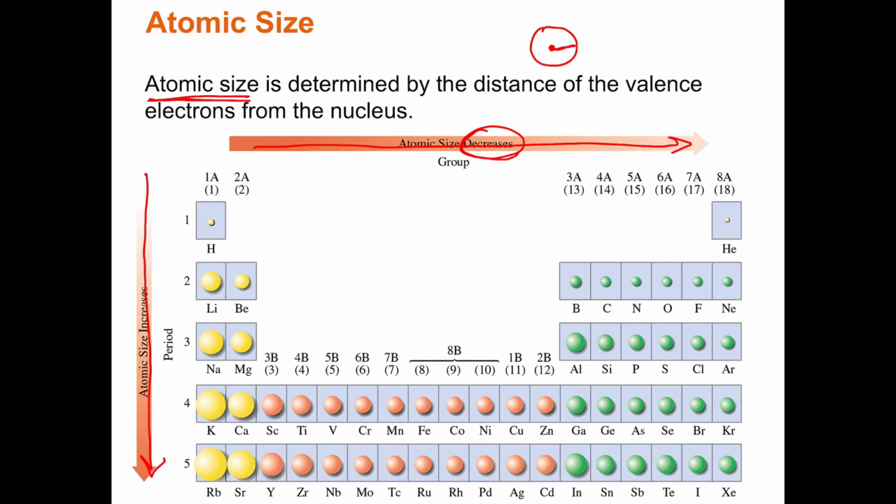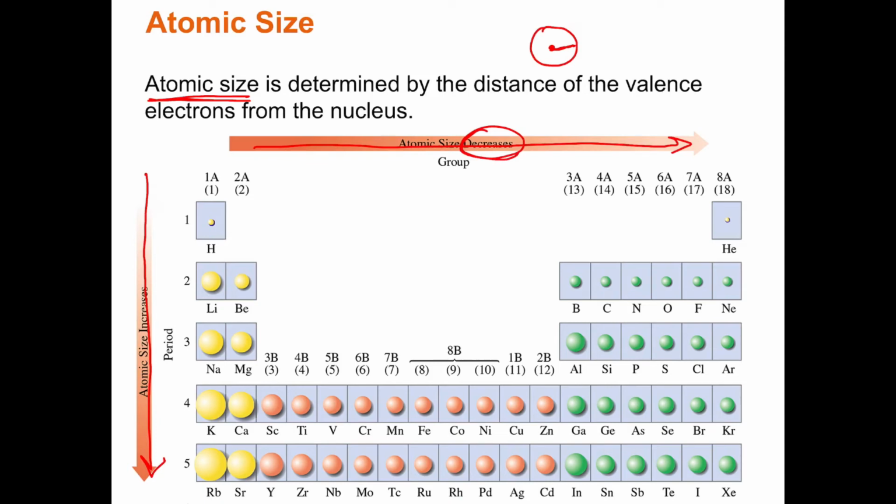But you may be thinking, hang on, that doesn't quite make sense, because as we go to the right, we're increasing the number of protons, neutrons, and electrons. So our atom should get bigger, right? We're having more stuff. Why is it not getting bigger? And you're right, logically you would think it should get bigger, but it doesn't.